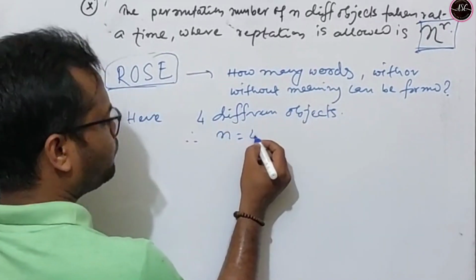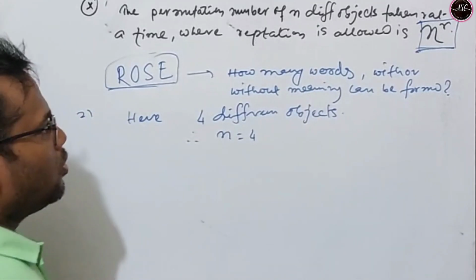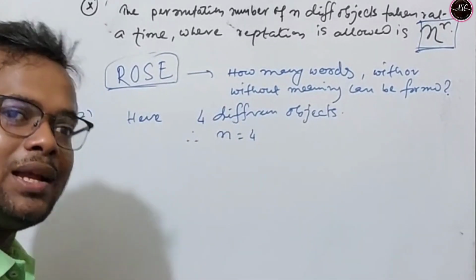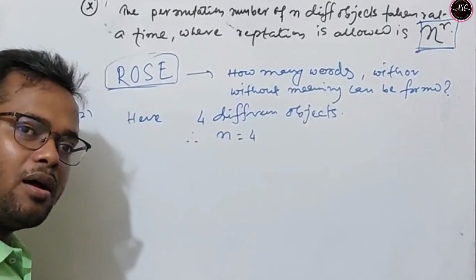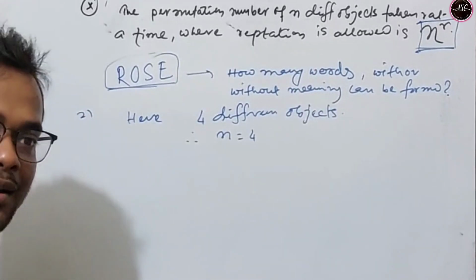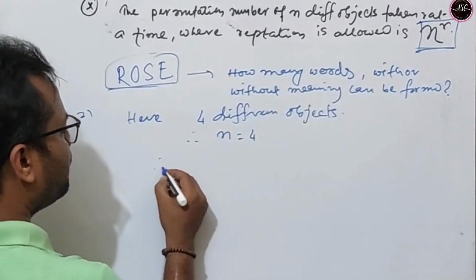Therefore n equal to 4. And we can rearrange all the letters. That means 4 letters can be taken. So here r equal to 4.